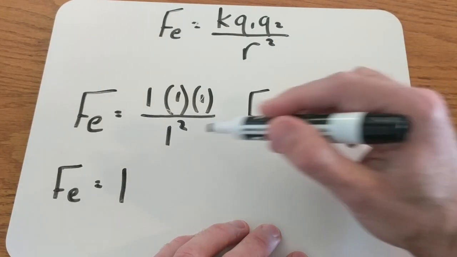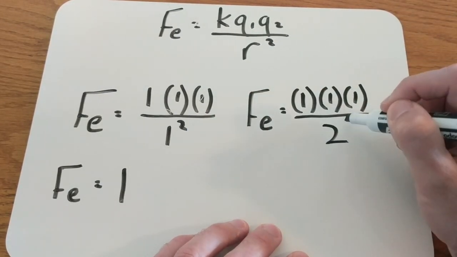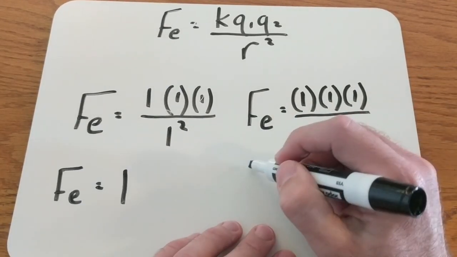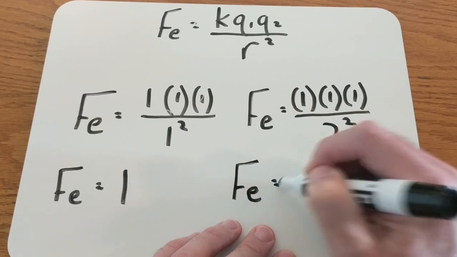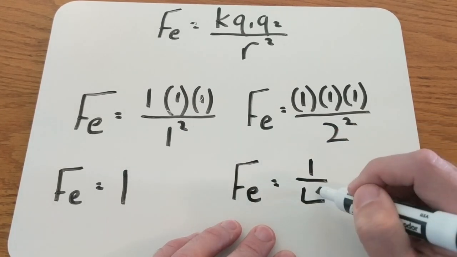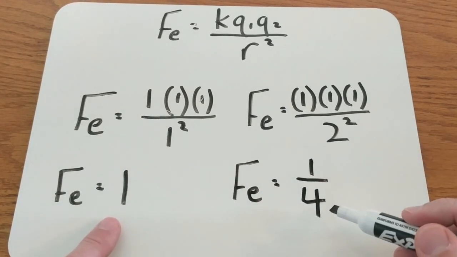And if we doubled it, well, what's double 1? 2. But notice in the equation, 2 gets squared. So once we plug that all in, we get 1 over the 2 becomes squared, and we get a fourth. And then we can compare these two numbers.